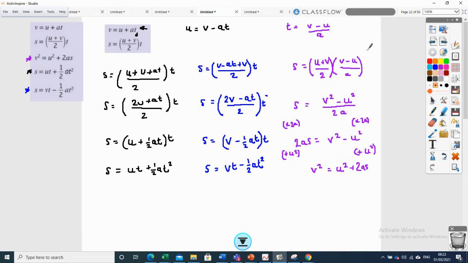Like I said before, you need to be able to derive these from that graph, and then all of these can be derived by substituting and eliminating one of the variables.